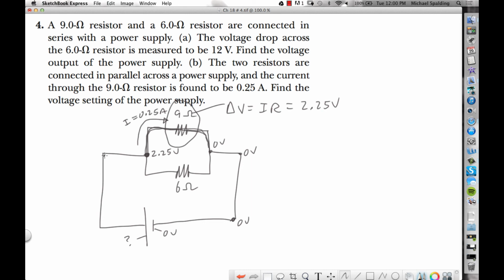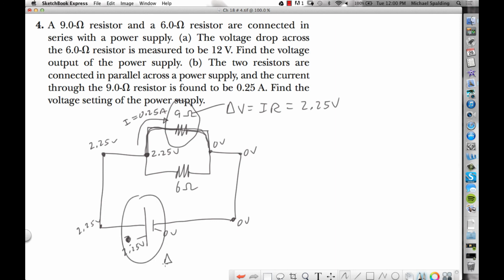So let's keep going around. What must this point be? 2.25. What must this point be? 2.25. So what must this be right here? 2.25. So what must the battery be? 2.25 volts. No, we were given the I. The I was given, the 0.25 amps. That was a given.